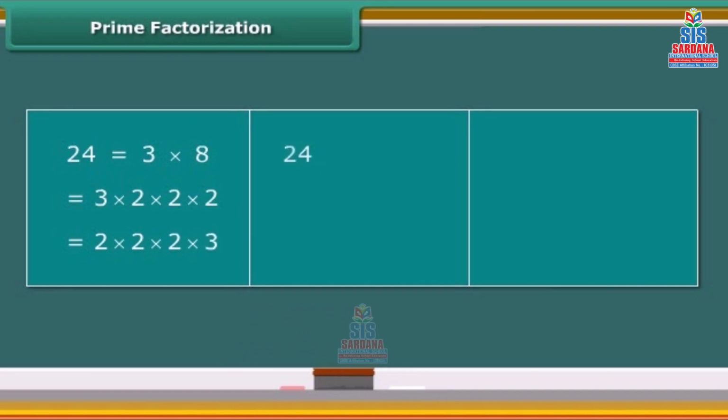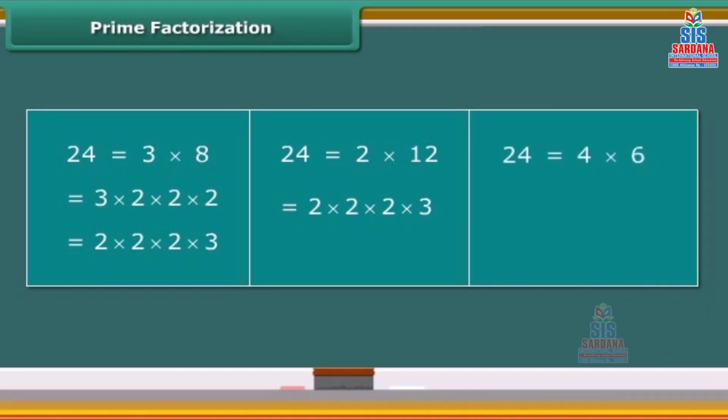We can also write 24 as 2 into 12. In this case, the factor 12 can be further factorized as 2 into 2 into 3. Thus, 24 can be written as 2 into 2 into 2 into 3. One more way in which 24 can be written is 4 into 6. The factor 4 can be further factorized as 2 into 2. The factor 6 can be further factorized as 2 into 3. 24 can be again written as 2 into 2 into 2 into 3.